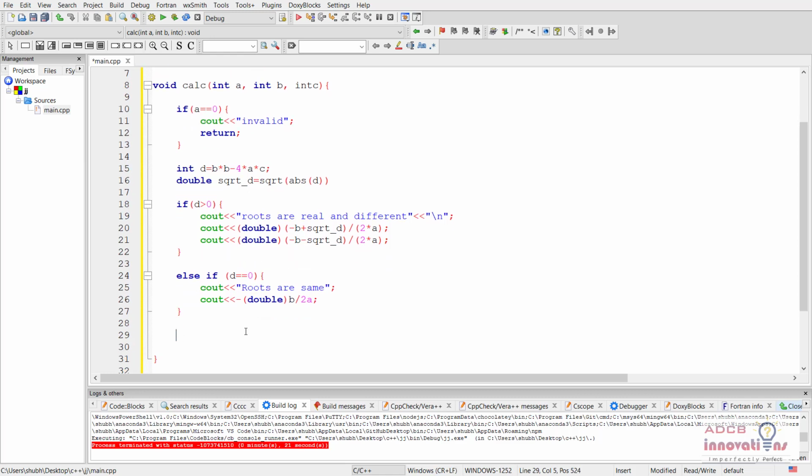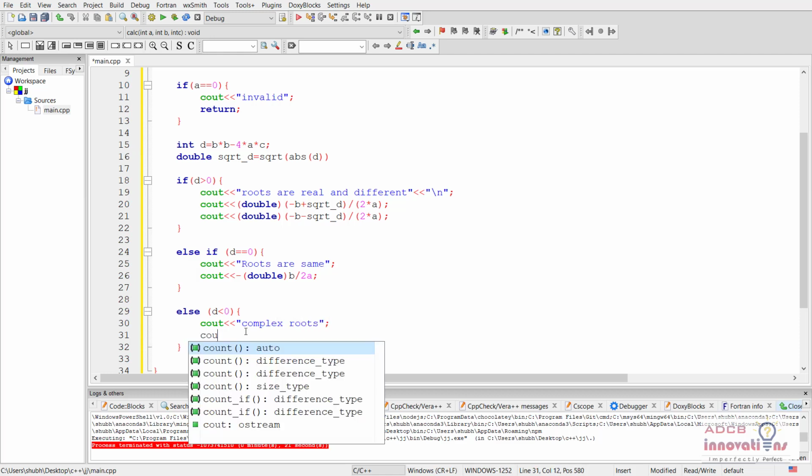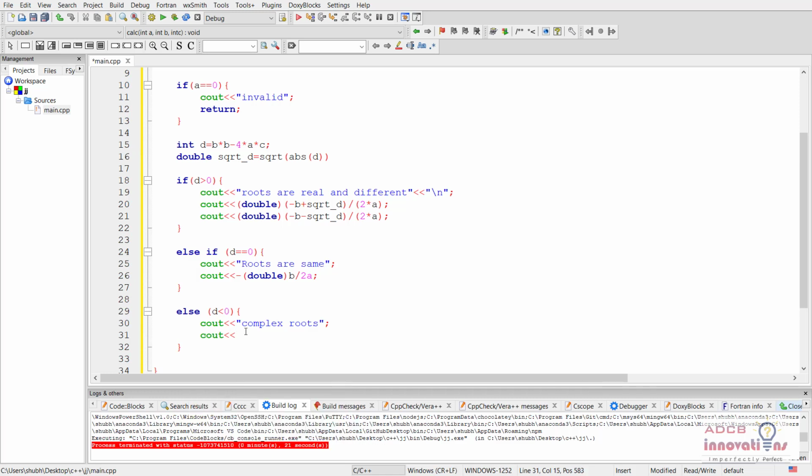Now next thing which we are going to do is we are going to write our final condition, that is if d is less than 0. So in this case the roots are complex and imaginary. So basically the roots are complex, so we are going to write cout complex roots, and now we are going to again put it in the formula, that is minus b divided by 2a.